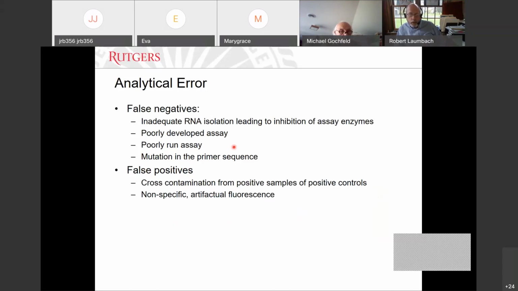And then also a single mutation, even in the primer sequence, in the virus, can lead to changes in the melting point when the sequence is heated up again to separate the strands. So that can also be an issue in terms of the quantification, especially. And then you can have false positives due to cross-contamination from positive samples, other samples being run on the same instrument, and then, again, non-specific artifactual fluorescence.